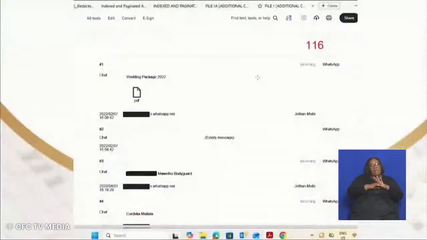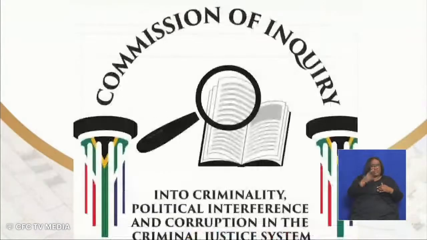If we go to page 116, the very first chat at page 116, titled Wedding Package 2022. You see that? Yes, I see it. You say you give the name of Kodesala at chat 5, you explain that's my wife, Baba. And Mr. Msibi responds at chat 6, cool son. So that's what 116 reflects. You see that? Yes, I see it.